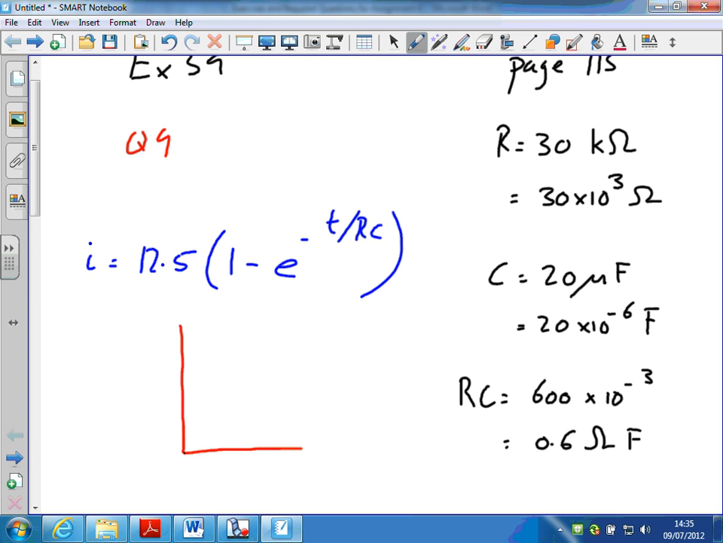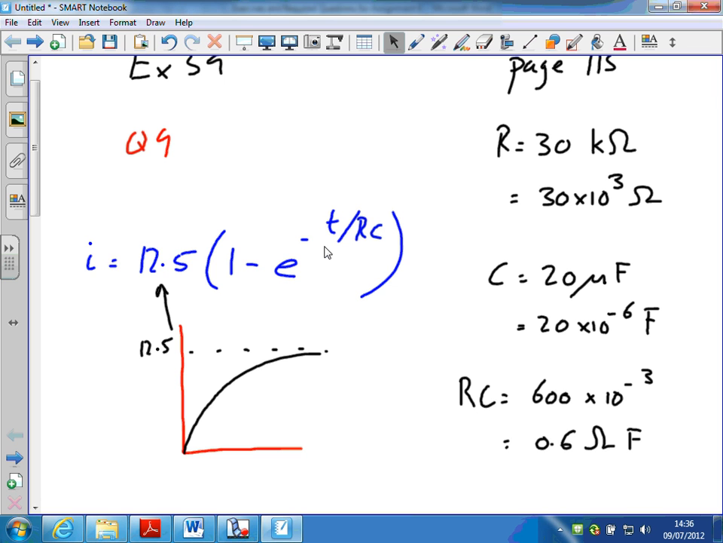It would start at 0 and approach some sort of limiting value, which turns out to be this figure here, 12.5. So that's what the shape of the curve looks like, and you can use Autograph to confirm that a bit later on. But in this particular question, for part B, you're asked to find the time for the current to reach 10 amperes.